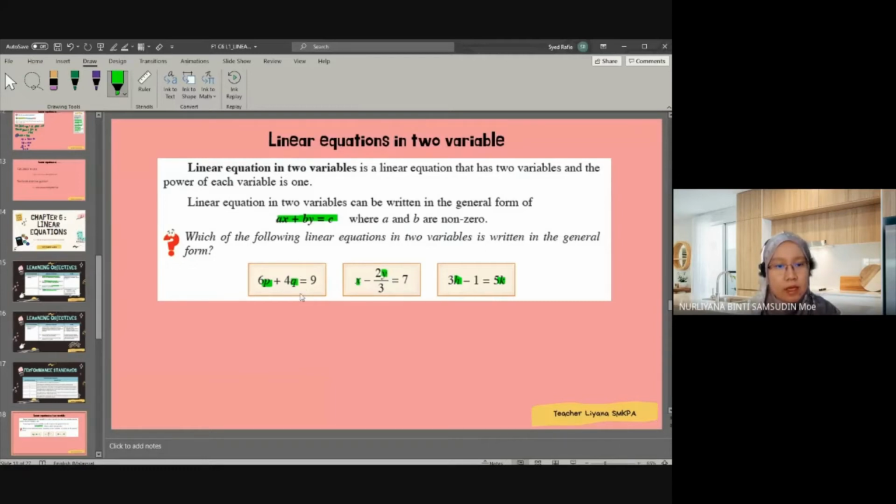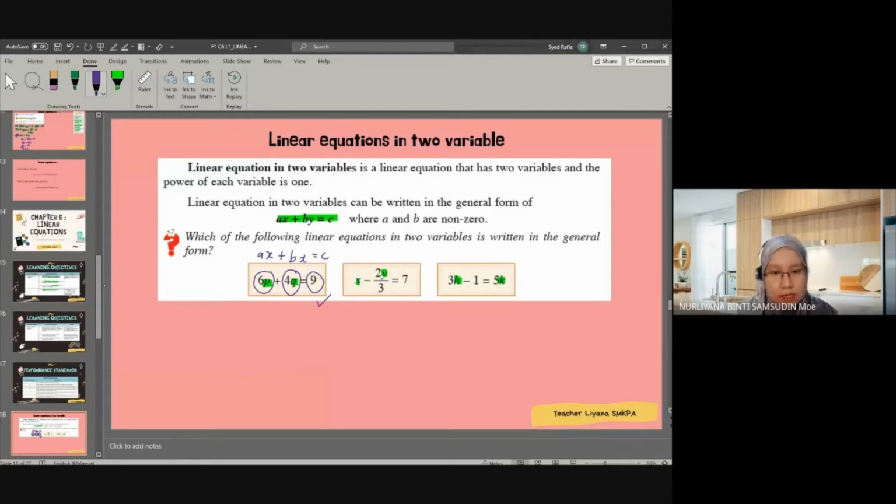6p plus 4q equals 9. So it's the same as the general one. The general form is ax, first variable, plus by, equal to c. So first variable and its coefficient, second variable and its coefficient, and then the other term. So this is written in general form, right?